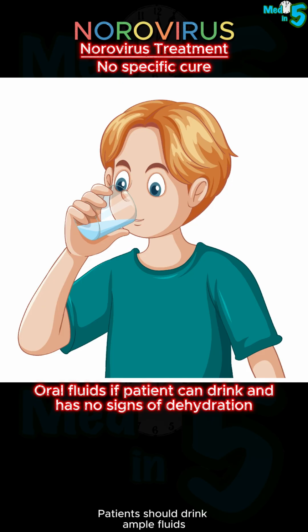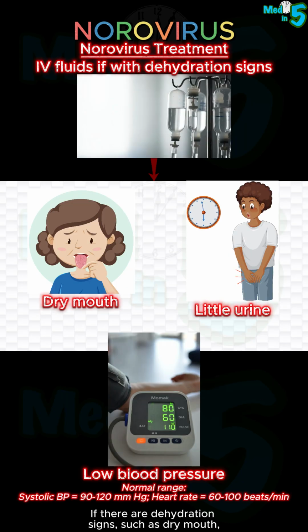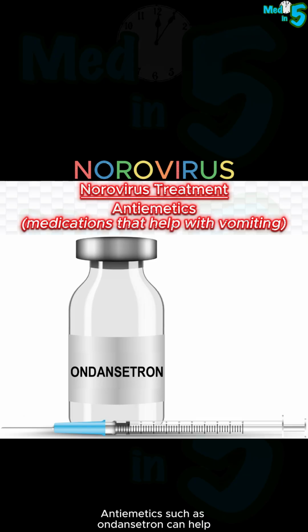Patients should drink ample fluids to prevent dehydration. If there are dehydration signs, such as dry mouth, very little urine, or low blood pressure, fluids are given intravenously. Antiemetics such as ondansetron can help if vomiting is severe.